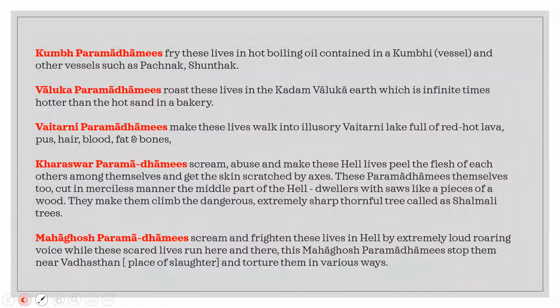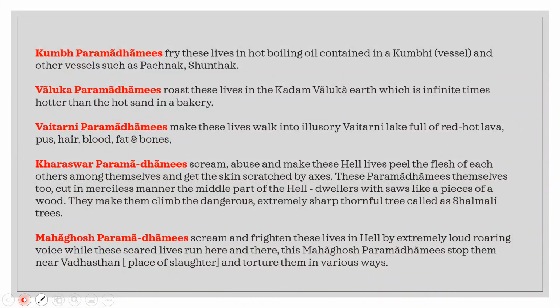Then there are the Kharashwar Parmadhamis. The Kharashwar Parmadhamis are very cruel. They make the jeeves of Narkis scratch the skins of each other using axes. And they themselves also mercilessly use saws on the jeeves of Narkis, like a carpenter cutting wood. They also make the jeeves of Narkis climb dangerous and extremely sharp thorny trees known as Shalmali trees. So that is the Kharashwar Parmadhamis.